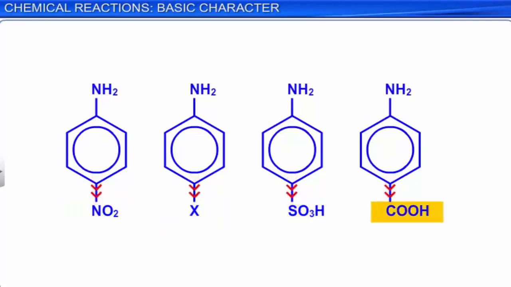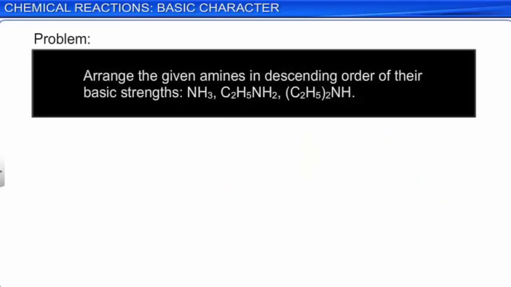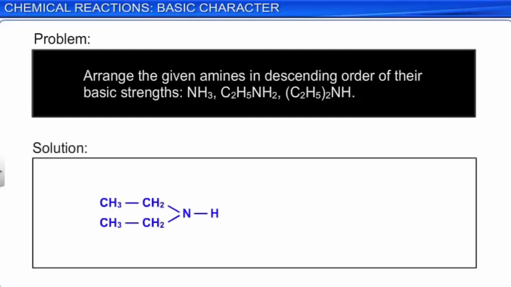Here's a problem for you to try. Arrange the given amines in descending order of their basic strengths. Try to work out the answer yourself before checking the solution. The descending order of basic strengths of the amines and ammonia is dimethylamine greater than ethylamine greater than ammonia. This is explained on the basis of the +I effect of the alkyl groups. The more alkyl groups, the more the +I effect.